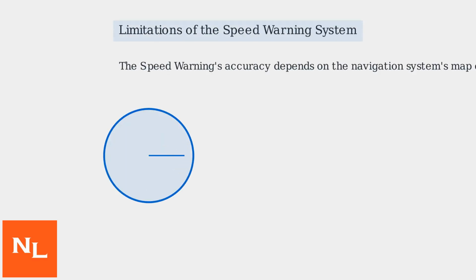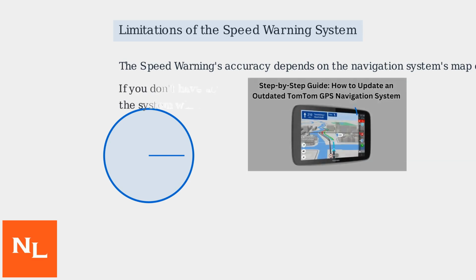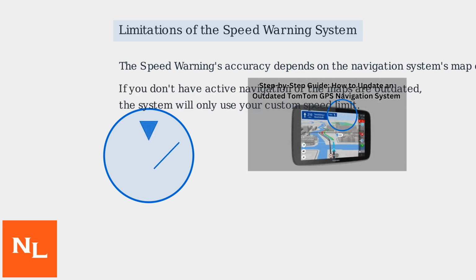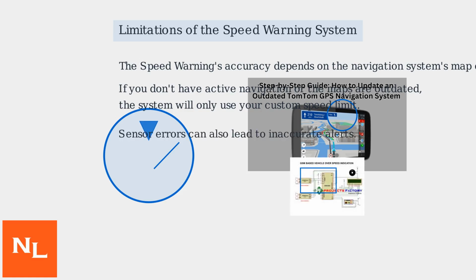The speed warning system has some important limitations that affect its reliability. First, its accuracy heavily depends on the navigation system's map data for real-time speed limit information. Without active navigation, or if the maps are outdated, the system can only use your custom speed limit setting, which may not match current road conditions. Additionally, sensor errors from the vehicle's speed sensors or GPS can cause inaccurate or false alerts, requiring regular maintenance checks.